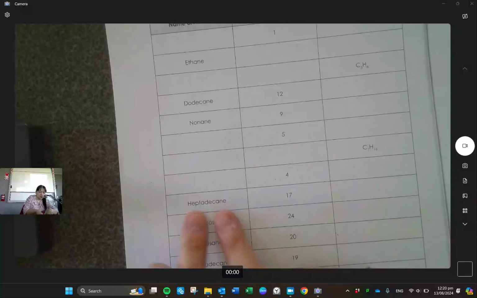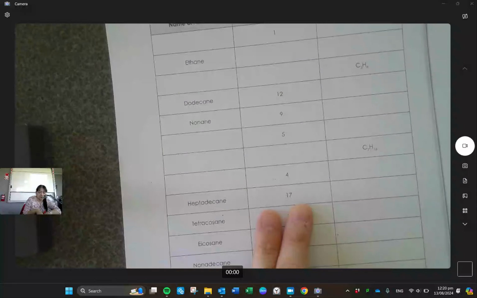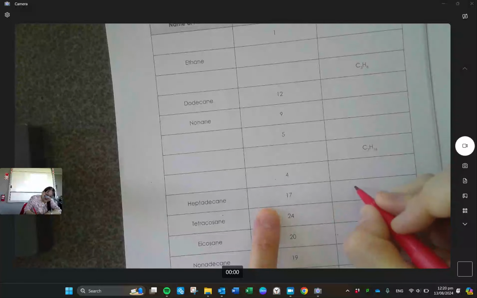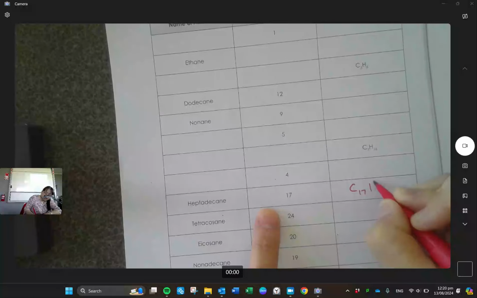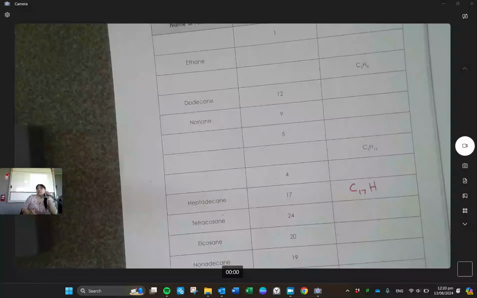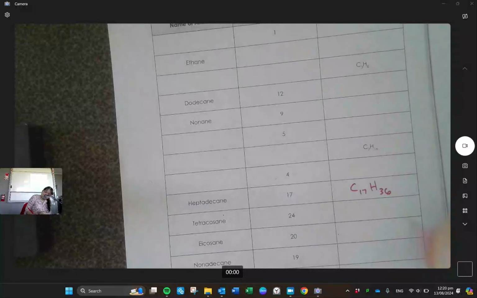So for example, if I have heptadecane, which is 17 carbons, I would obviously have 17 as my carbon number. And then for my hydrogen number, I would do 17 times 2 plus 2. And then that will give me the answer to that, which I can't do mental math. You guys know that. Where's my calculator? There it is. All right. 17 times 2 is like what, 50 something? 34 plus another 2 is 36. So that's how I do those ones.